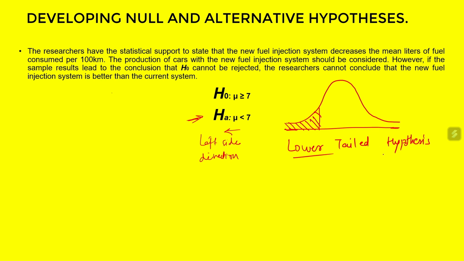Okay, why? Because the tail is pointing in the left direction. That is why we have only shaded the left side portion of our normal distribution curve, and because of which it is termed a lower tailed hypothesis. Moving on.